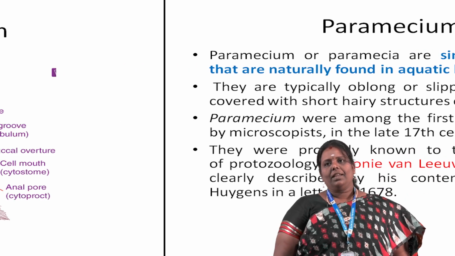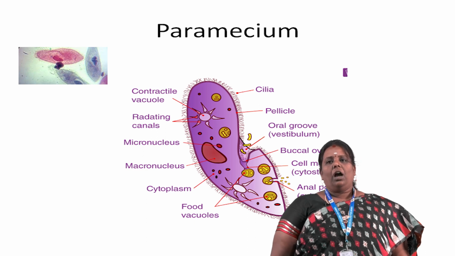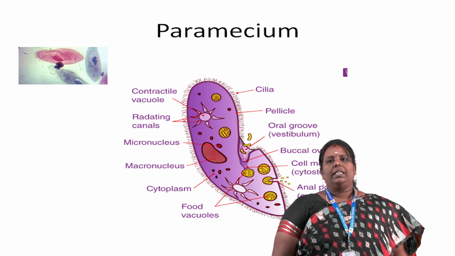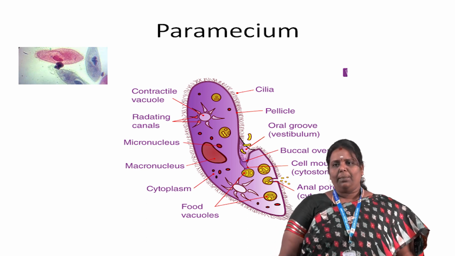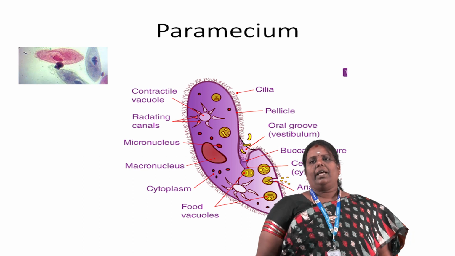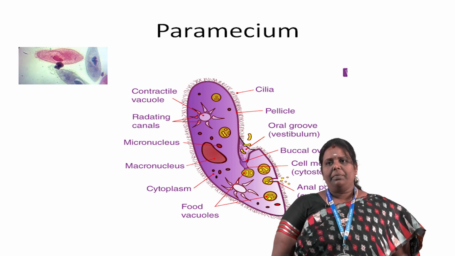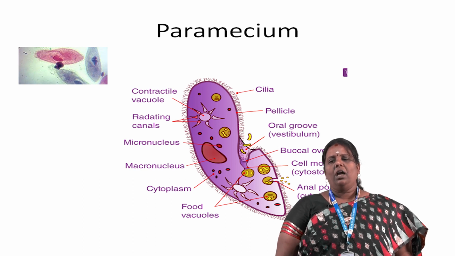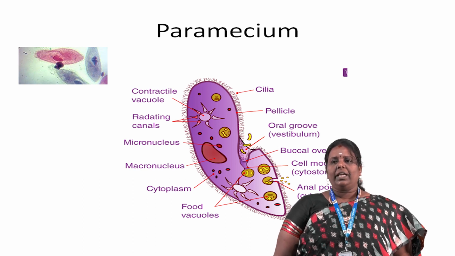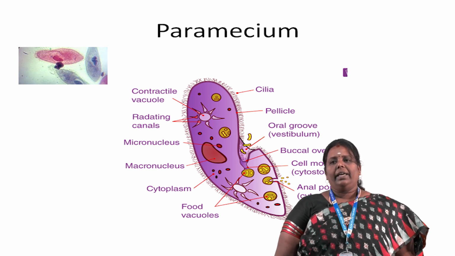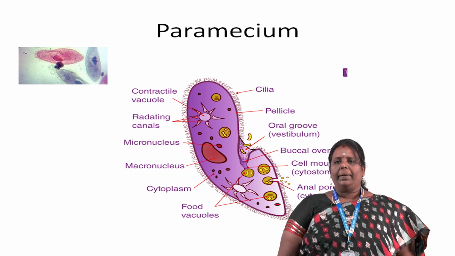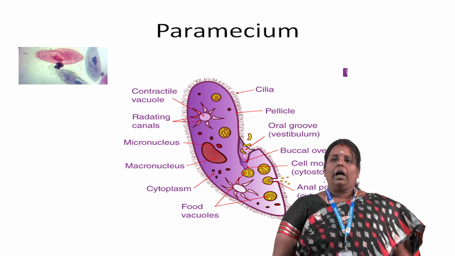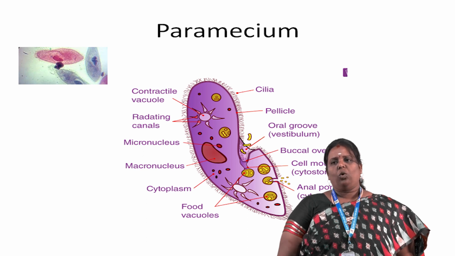Next, this is the external structure. One picture is shown, microscopically, and we just have to look at that picture. Afterwards we will explain all the parts available in Paramecium. As I told you, it is covered by hairy substance called cilia, and also by a thin cuticle layer. That protoplasmic layer is called the pellicle. Another important part is the oral groove, otherwise called the vestibulum. What is the role of the oral groove?